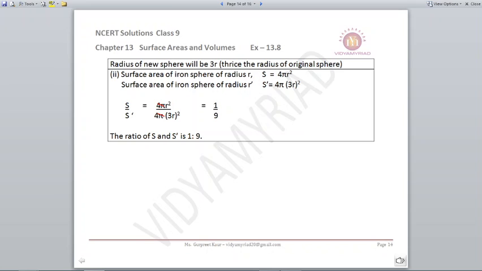What does it mean? It means the radius of new sphere will be 3 times or thrice the radius of the original sphere. Now we need to find out the ratio of the surface area. The formula for surface area is 4 pi r square, and accordingly if we use r dash, this surface area will become 4 pi into 3r, because in the previous step r dash is equal to 3r, so we will be substituting 3r. So when we solve this, 4 pi r square upon 4 pi into 3r the whole square, we get answer as 1 upon 9. So ratio of these spheres S and S dash is 1:9.